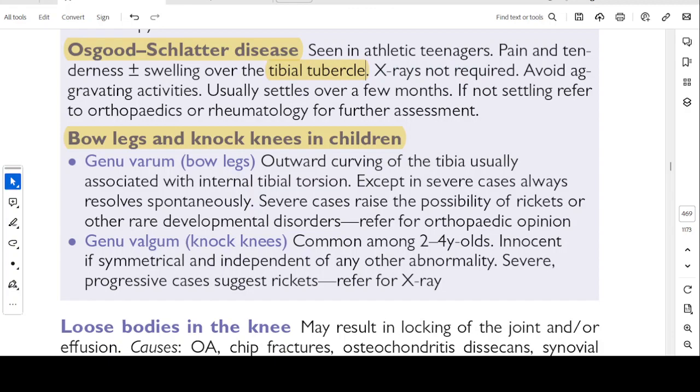Bow legs and knock knees in children. Genu varum, or bow legs: outward curving of the tibia, usually associated with internal tibial torsion. Except in severe cases, it always resolves spontaneously. Severe cases may raise the possibility of rickets or rare developmental disorders. Refer for orthopedic opinion. Genu valgum, or knock knees: common among 2 to 4-year-olds, innocent if symmetrical and independent of any abnormality. Severe progressive cases suggest rickets. Refer for an X-ray.